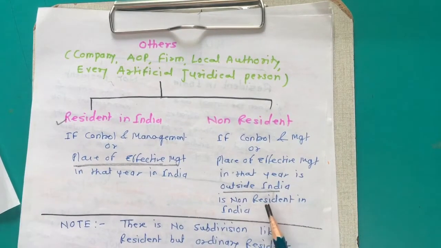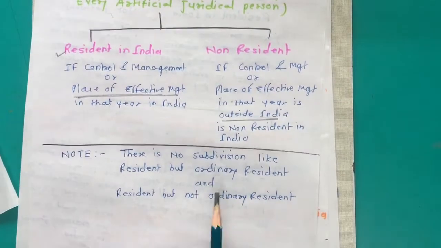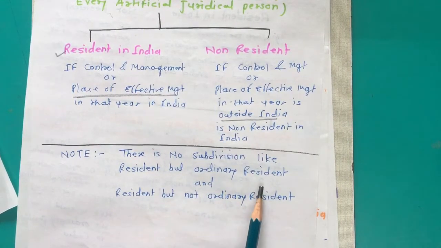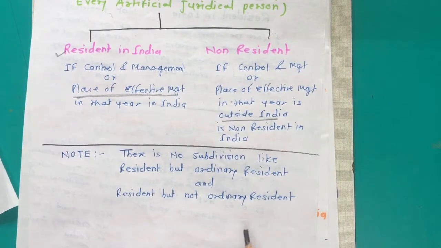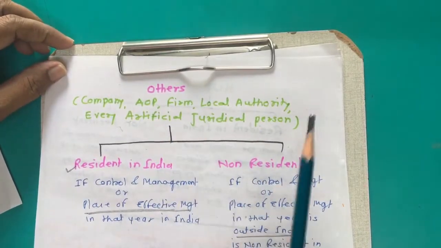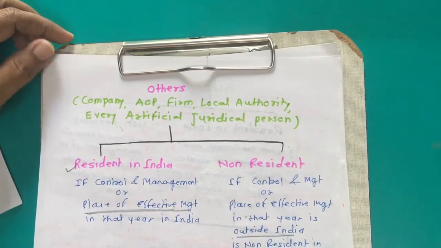Okay, there is no subdivision like resident and ordinary resident or resident but not ordinary resident in India relating to the others, that is company, AOP, firm, local authorities, every artificial juridical person. Okay.